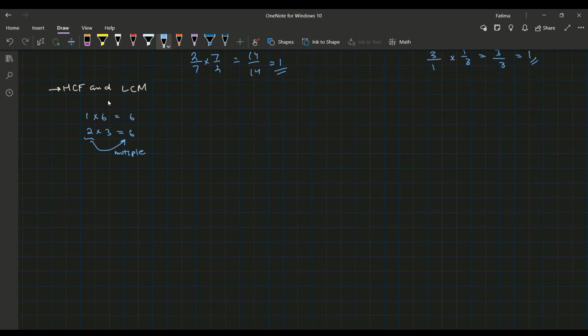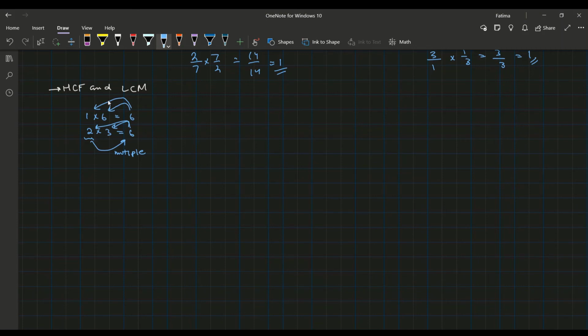And then factors of 6 are 6, 1, 3, and 2. The reason I say factors of 6 are 1, 6, 2, and 3 is because those two numbers have to multiply to give me 6. And the reason I say 6 is a multiple of 2 is because 2 is multiplied with something to give me 6.